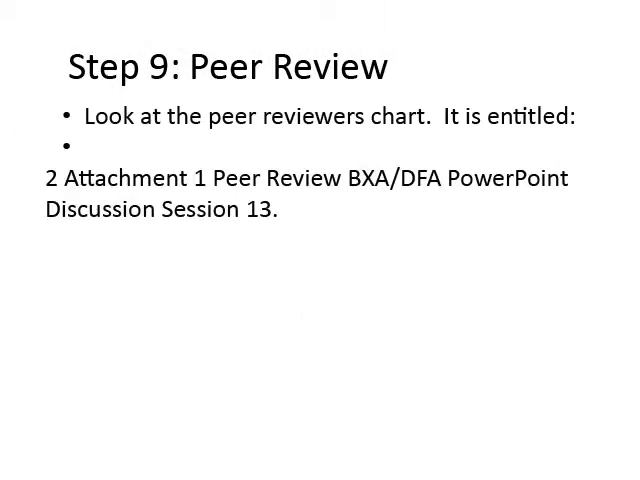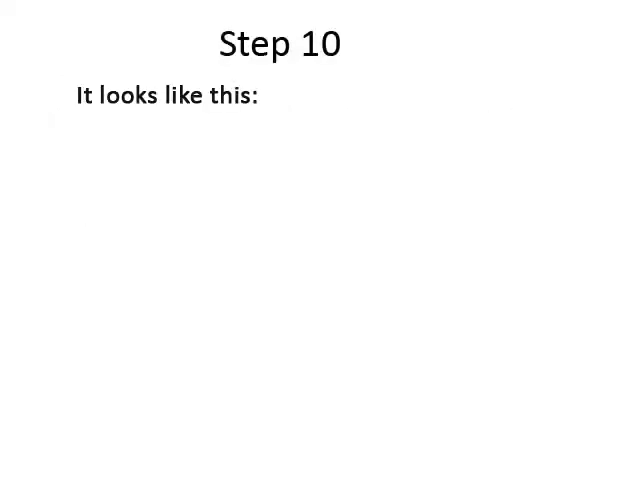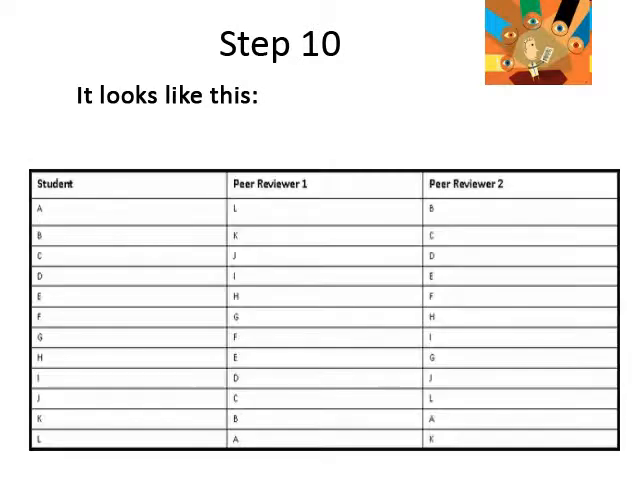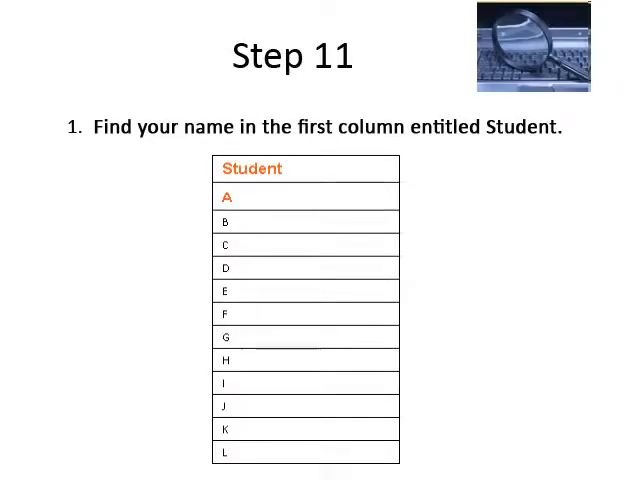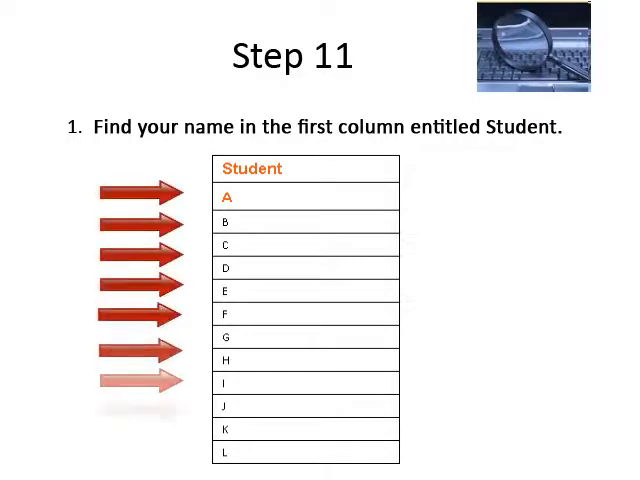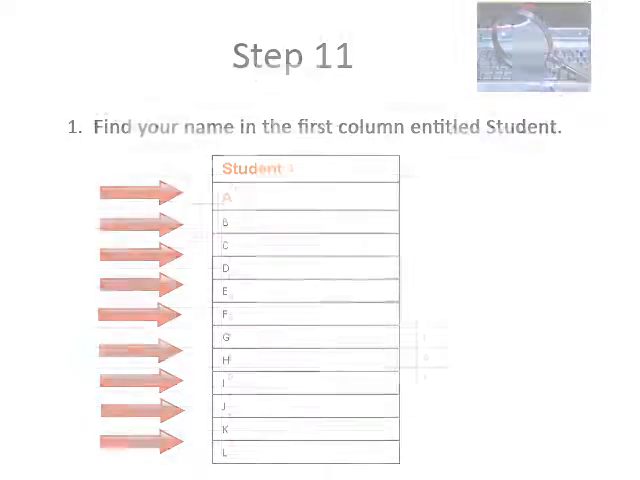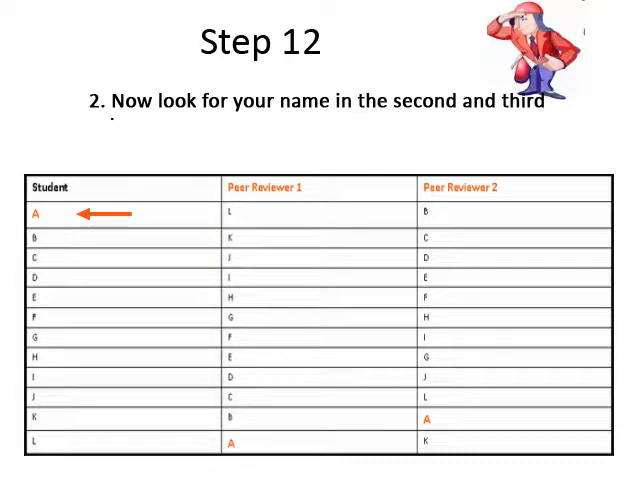You will need this chart to do 2 peer evaluations. Go to the discussion area for Session 13. Open the attachment labeled Peer Reviewers. The left-hand column contains the names of all the students in the class. Here we are using letters as examples. Find student A in the middle and right columns.